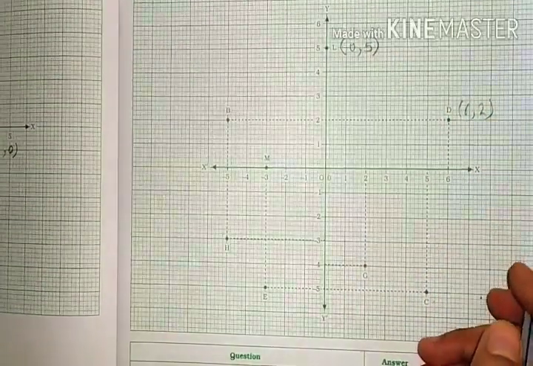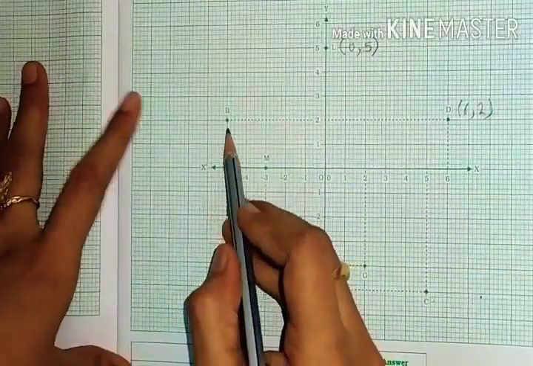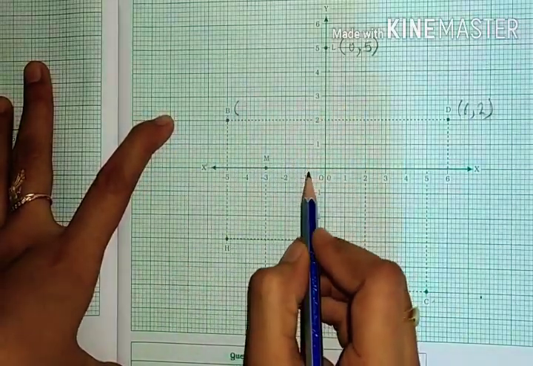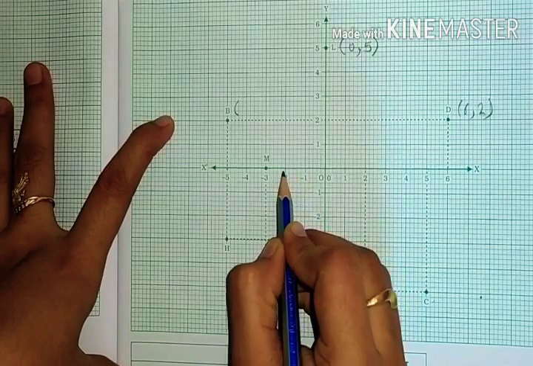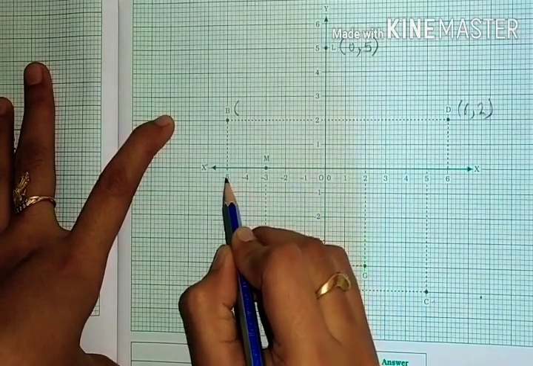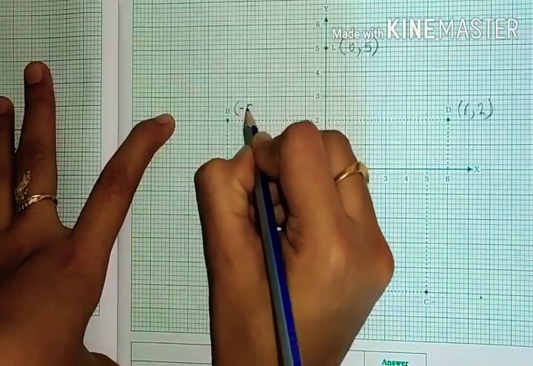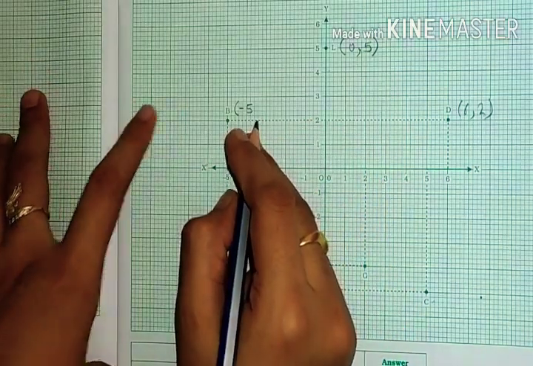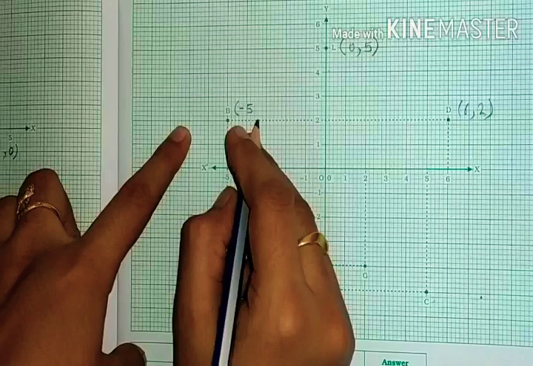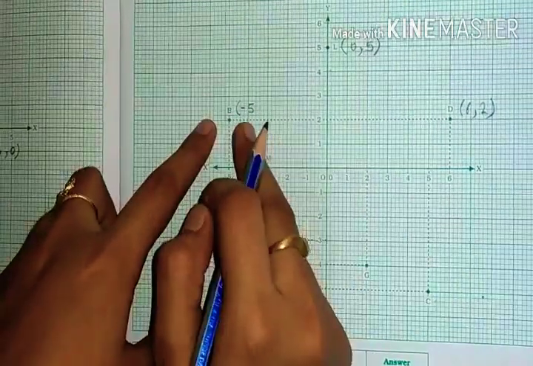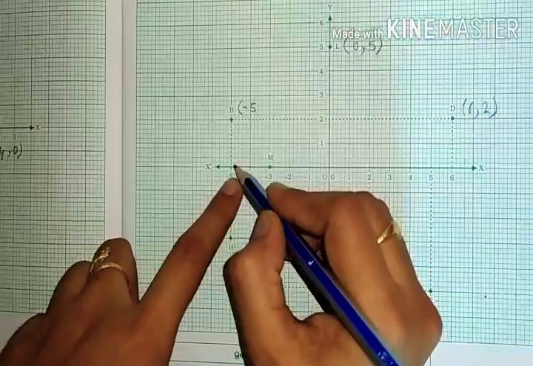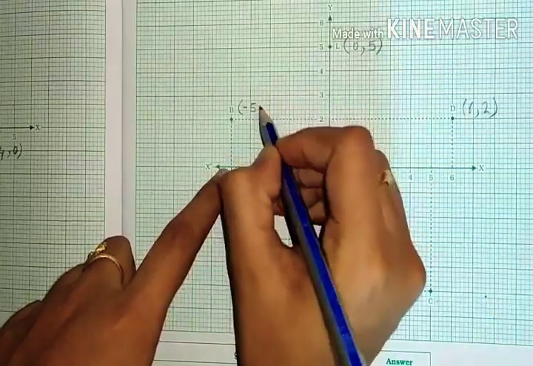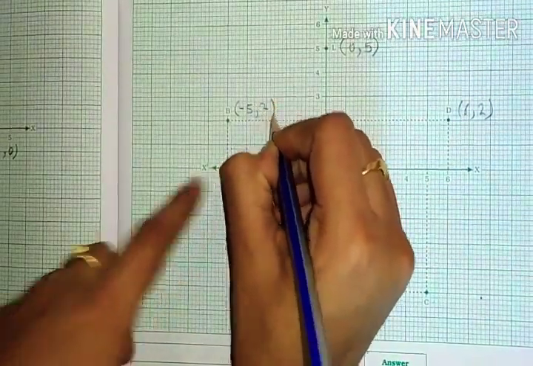Hope so students you can understand. The coordinates of B. The x-coordinate of B is equal to -1, -2, -3, -4 and -5. B is in the second quadrant. Therefore, the x-coordinate of B is always negative. And the y-coordinate of B, how much is it going in y? 1, 2. So (-5, 2).